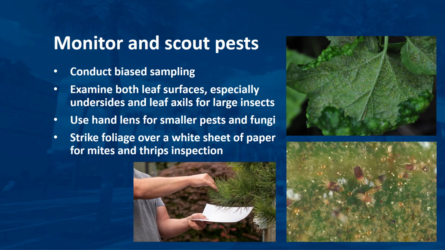During individual plant inspection, strike the foliage over a white sheet of paper or a paper plate to dislodge small pests, primarily mites and thrips, for easier viewing. When problem spots are identified, increase the number of plants inspected in those areas.